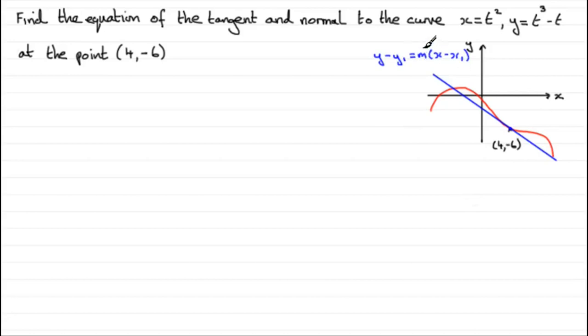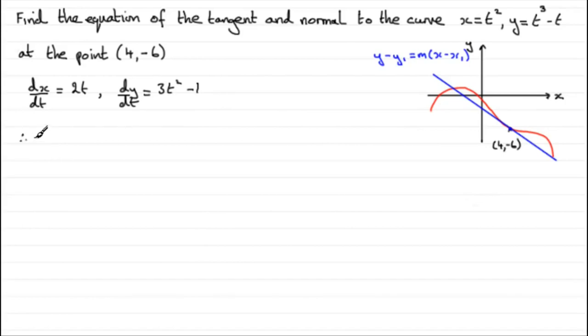M, though, is the gradient, and we've got to get the gradient at this point. How do we do that? Well, differentiation. We need to find dy by dx. So in order to find dy by dx, we need to find dx by dt and dy by dt and use the chain rule. So let's start off then with finding dx by dt. Dx by dt, if we differentiate this with respect to t, we're going to get 2t. And also we have dy by dt is going to equal, well, differential of t cubed is going to be 3t squared, and the differential of minus t is going to be minus 1.